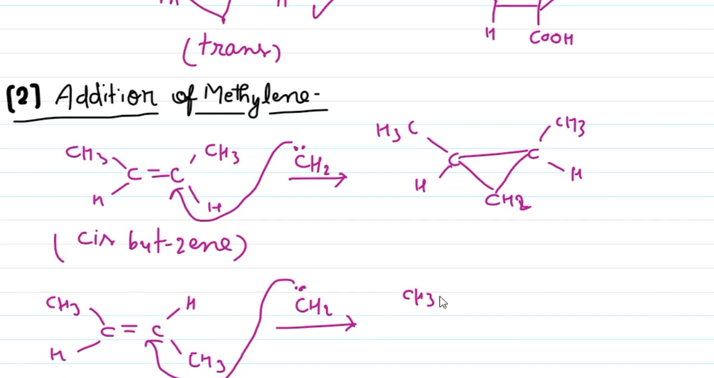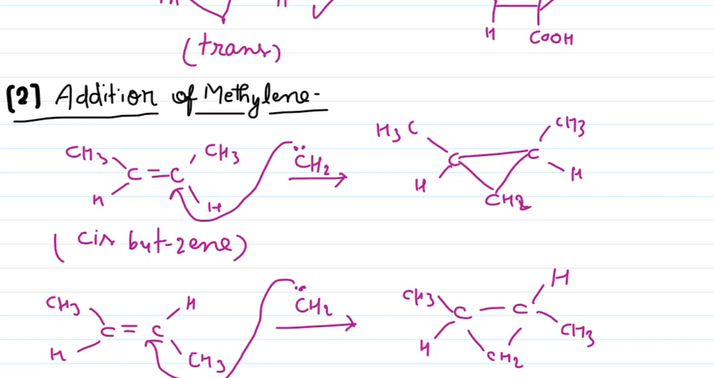CH3 single bond C, here CH2, this is hydrogen, and in this product the methyl groups are present in trans position. This is the second type of stereospecific reaction.